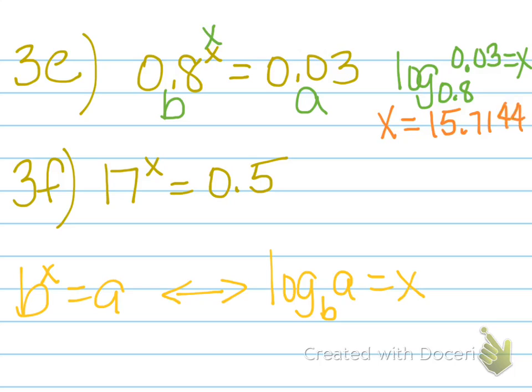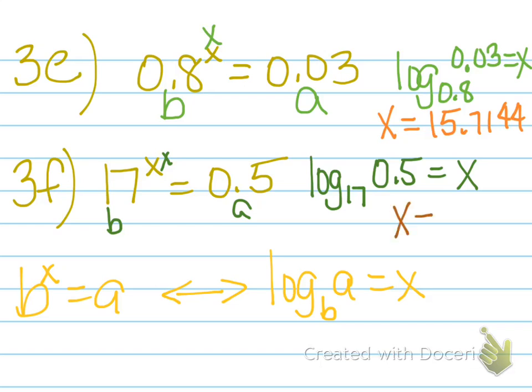3F is done the same way, b, x, a. So I have log base 17 of 0.5 equals x. And once again, in the calculator we go, and x equals negative 0.2447. Okay, so that's finishing up 3.